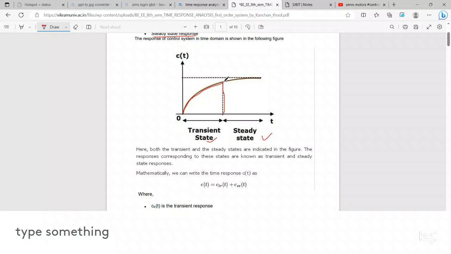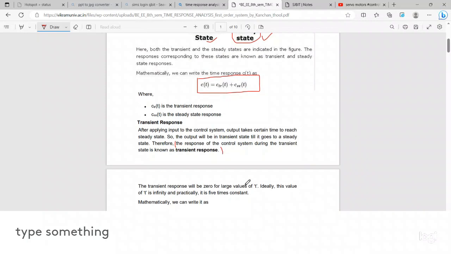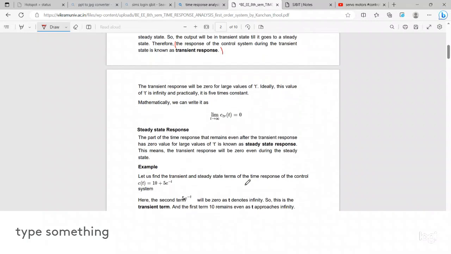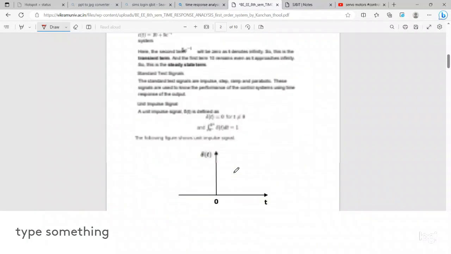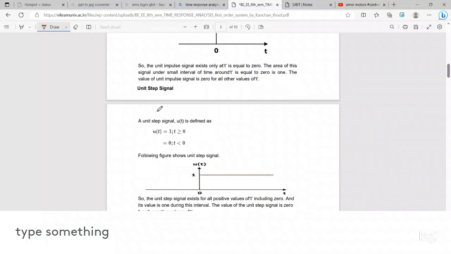Once the system reaches the steady state after completion of the transient state, that we call the steady state. So the overall response of a system, c of t, is the transient response plus the steady state response. That entire thing we call the total response of a system. Let us now take the input signals, which are also very important.